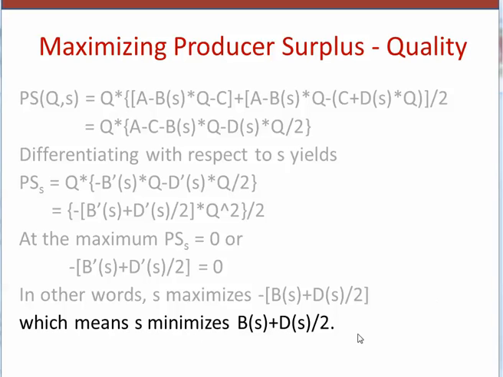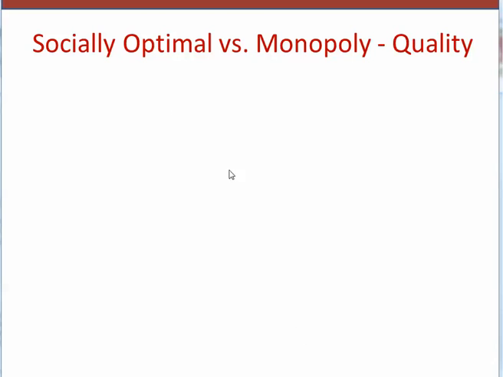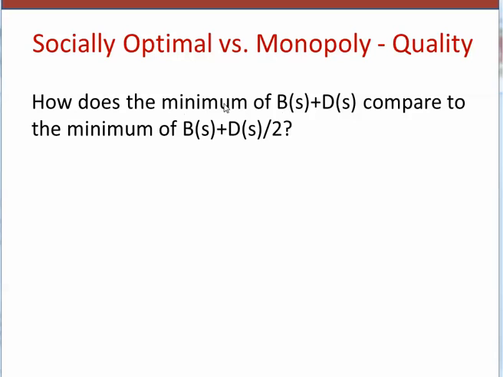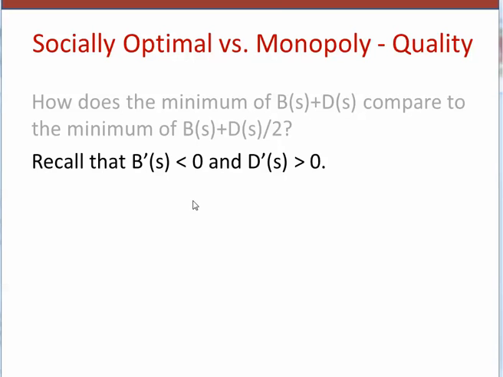The last part of this exercise now is comparing socially optimal versus monopoly in terms of the quality choice. We already know in terms of the output choice, the monopoly output is less than the socially optimal output. How does the minimum of B of S plus D of S compare to the minimum of B of S plus D of S over 2? That's the question we're asking.